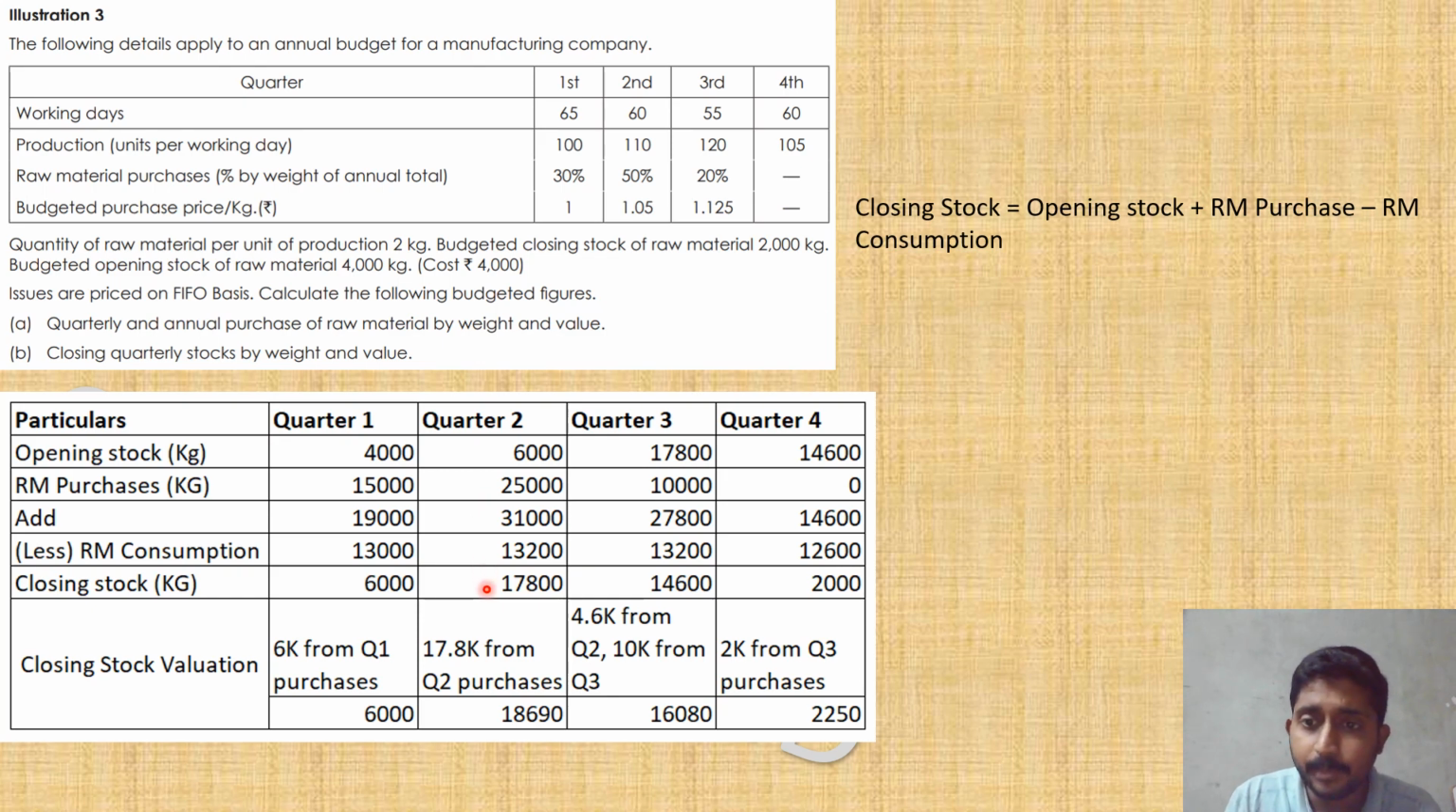So what will be the closing stock? The closing stock that is left out is opening stock plus purchases minus consumption. Consumption is only 13,200, because we are putting a very bulk order, 50% of the order for the year, in this quarter. So we will have a very high amount of closing stock in this quarter. And do we have any previous quarter stock? Quarter 1 price is 1 rupee and quarter 2 whatever you have bought is valued at 1.05 rupees. So here closing stock is 17,800.